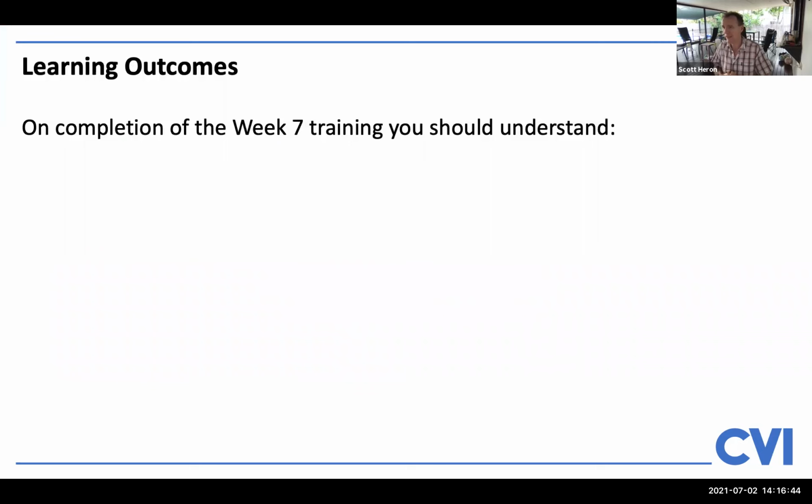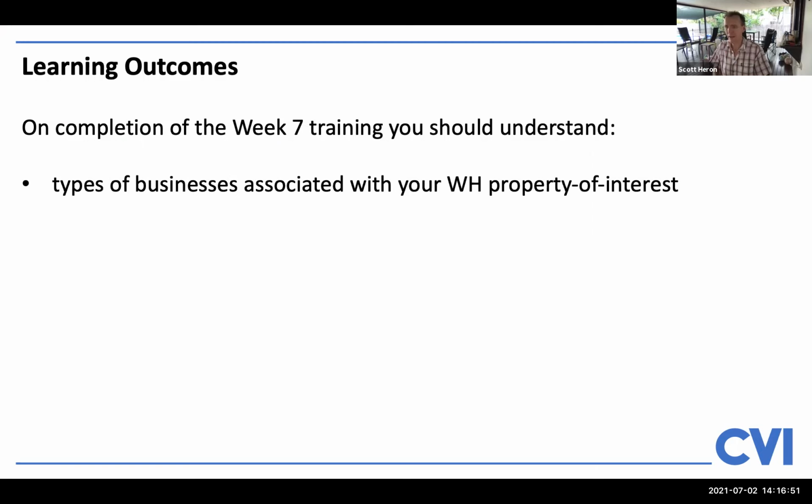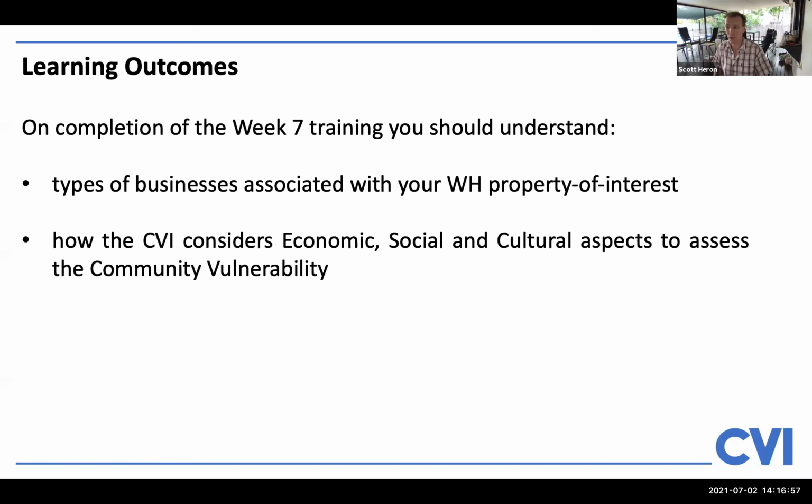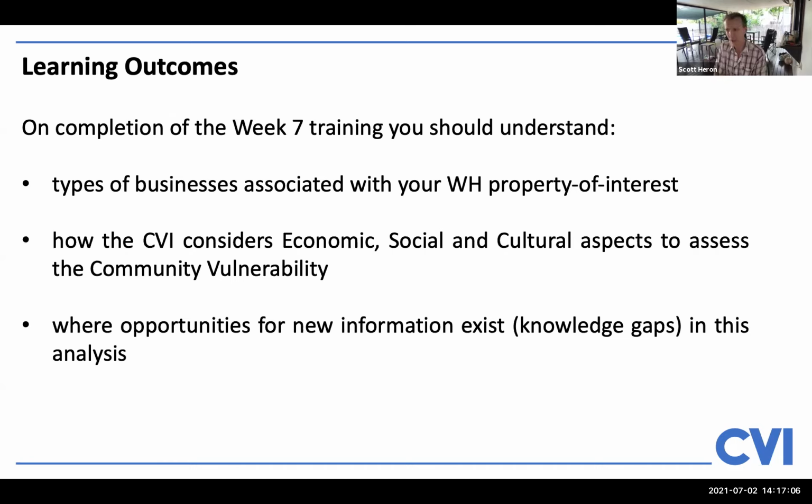At the end of this week's training, which culminates in the live discussion, you should understand the types of businesses associated with your World Heritage property of interest, how the CVI process considers economic, social and cultural aspects in the assessment of community vulnerability, and where opportunities will arise for new information to be determined. So where there are knowledge gaps or communication gaps with stakeholders.